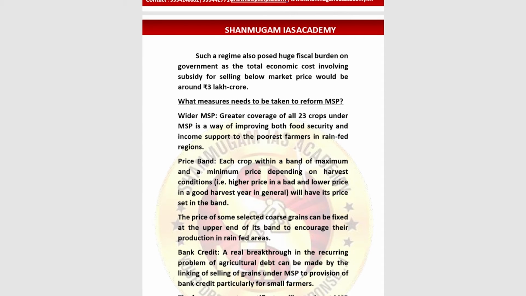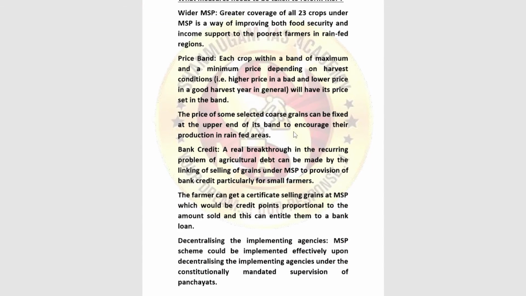And what are the measures that need to be taken to reform this MSP? The wider MSP, that is greater coverage for all the 23 crops which are already there under the MSP, is a way of improving both food security and income support to the poorest farmers in the rain-fed regions. So widening the MSP is the first measure which has to be taken to improve food security and also the income support to the poor farmers. And the second one is the price band.